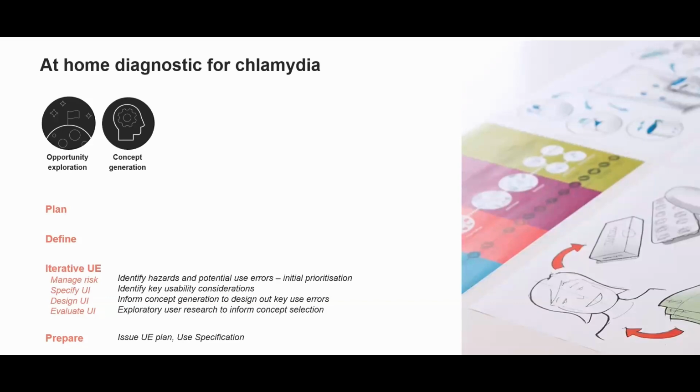Then moving into specifying the user interface. At this stage, it's thinking about what usability considerations are important. So for this example of a chlamydia diagnostic, thinking about where does the sample go? Where is the result displayed? What level of feedback is appropriate? How does the user know whether the sample is sufficient or when the result is ready? And it's just trying to make sure you're thinking about the right problems when coming up with your concepts.